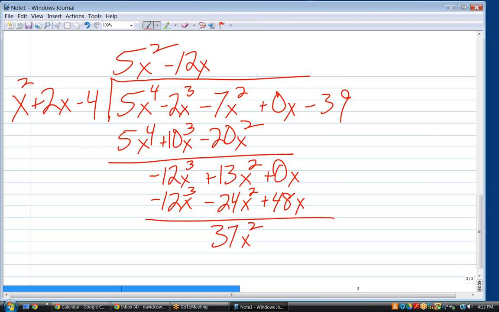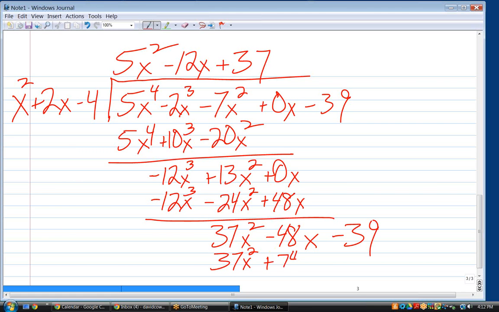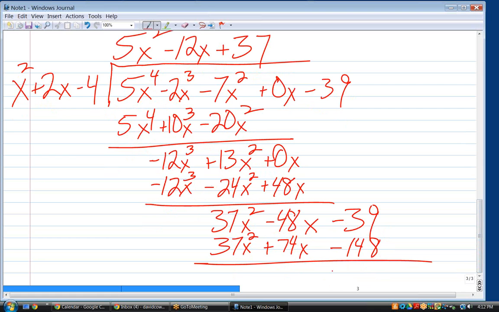37x squared minus 48x. Always bring down that next term. And it's 37. Okay. Well, this one isn't going to end evenly either. Let's see, this is 74x. What's this, 150, no, 148? So let's see, we have a remainder of 89. So my remainder is 89, which really means that it's... No, it'd be 109.